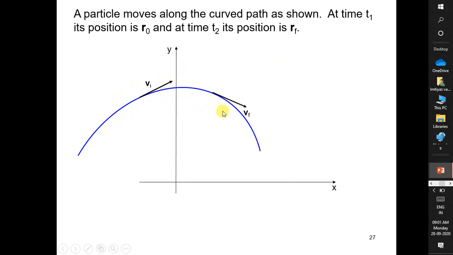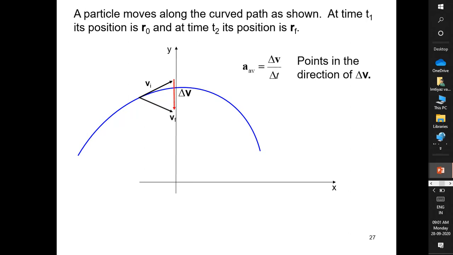So now see here, when we join the head and tail of the velocities, on combining them, what do we get? We get the value of delta V. So the average acceleration is delta V by delta T, in the direction of delta V.